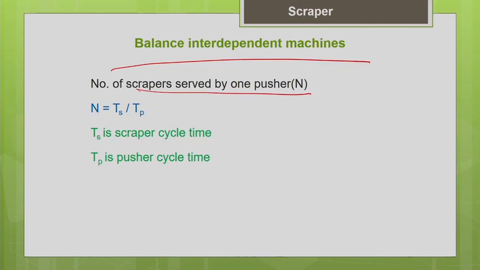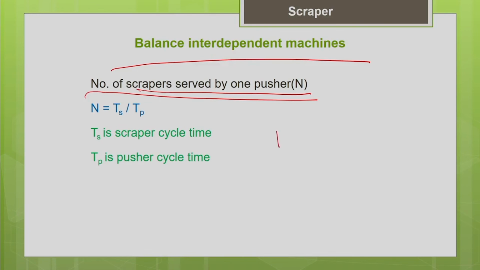So, how to find the number of scrapers which can be served by one pusher? As I told you, pusher cycle time is less. It is assisting the scraper only during the loading phase of the scraper. So, one pusher can serve even 4 to 5 scrapers. Now, how to determine the number of scrapers served by one pusher?